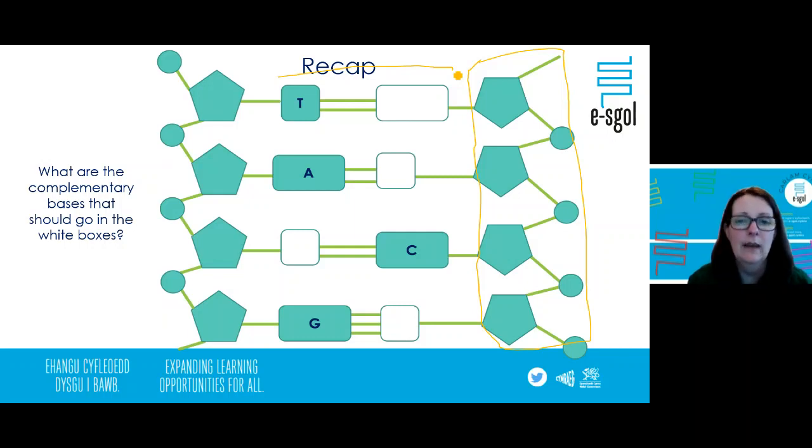So pause the film here. If you are doing higher, you need to know the full name of these bases: thymine, adenine, guanine, and cytosine. If you're doing foundation, you need to know the letters, so A, T, C, and G. But you also need to remember which one matches with which one. So pause the film for a second or two and write down your answers, and then we'll go through them. Okay, so T joins with A, or thymine joins with adenine. Adenine joins with thymine on that part of the base pairs. And then for C, we've got guanine or G, and then cytosine there.